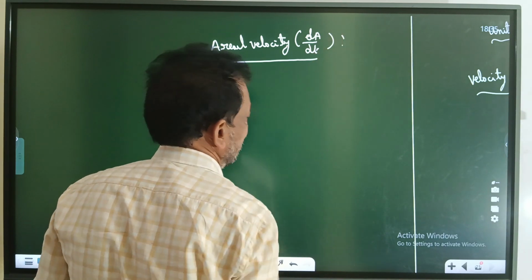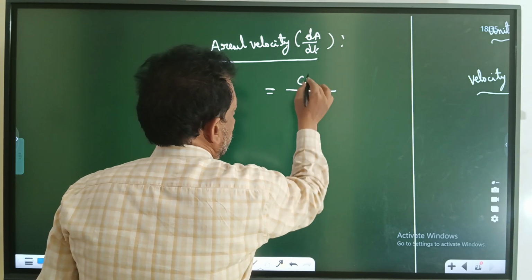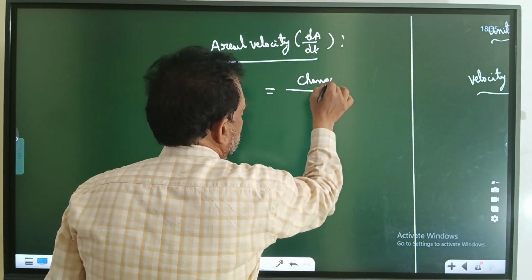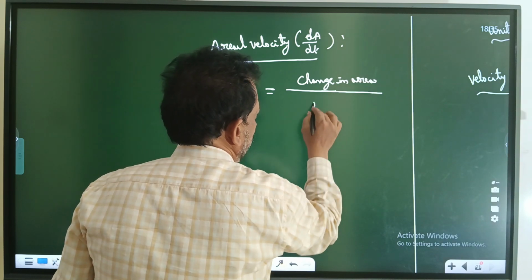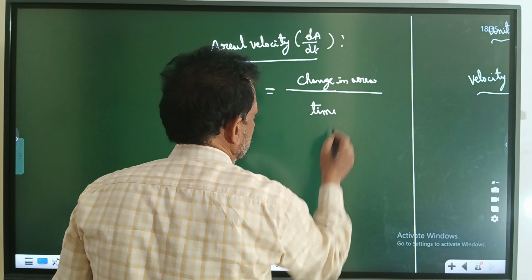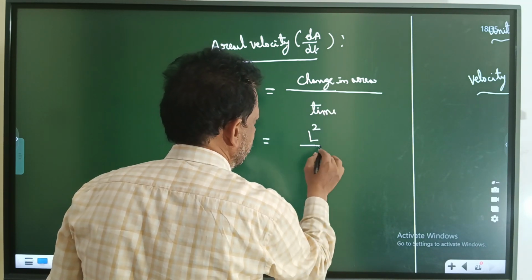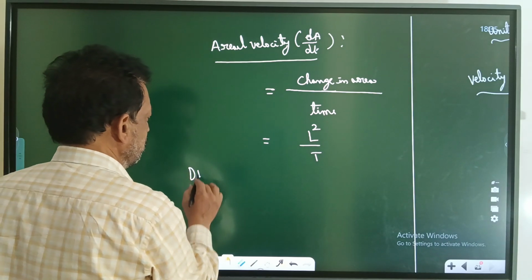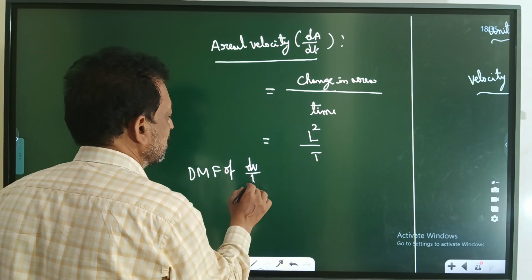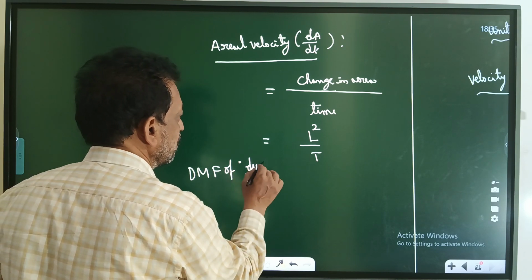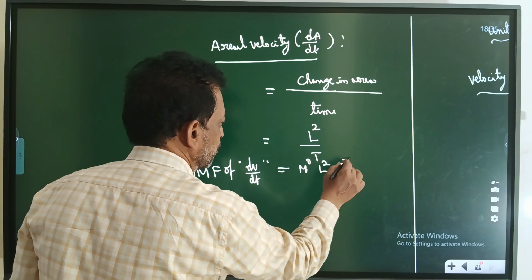So that will change, right? Change in area by time. Daily we are saying it, but we don't know. Change in area by time. So change in area is what? L square, divided by time, T. Therefore, the dimensional formula of areal velocity is M to the power of 0, L squared, T to the power of minus 1.